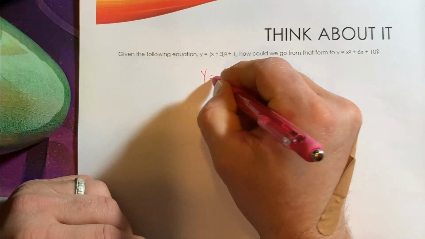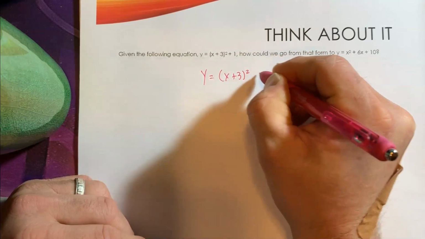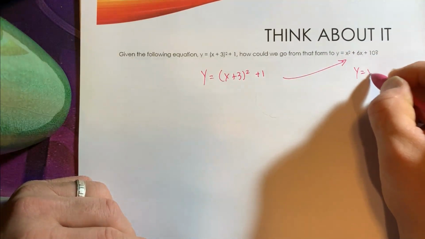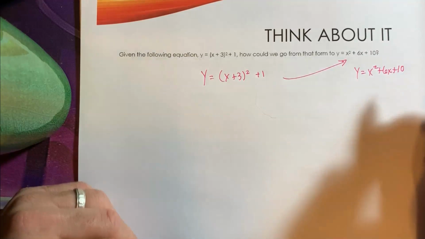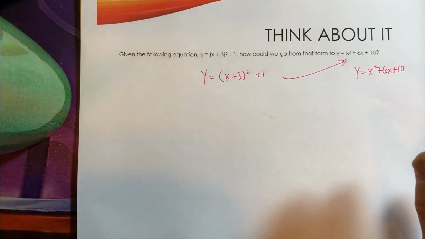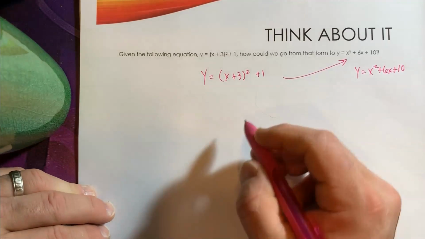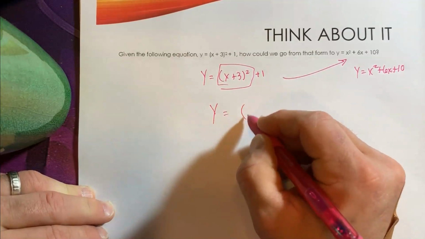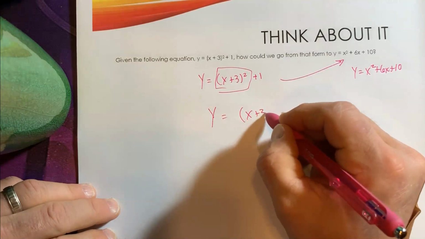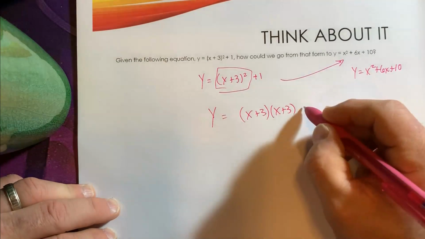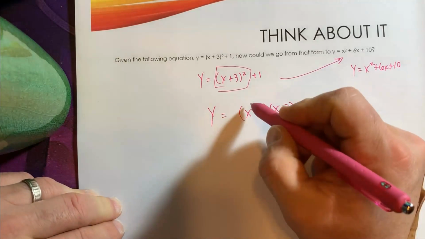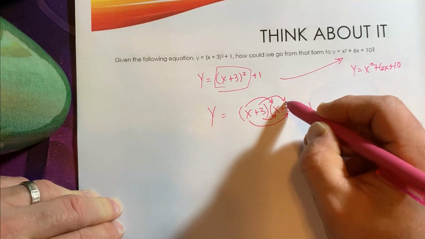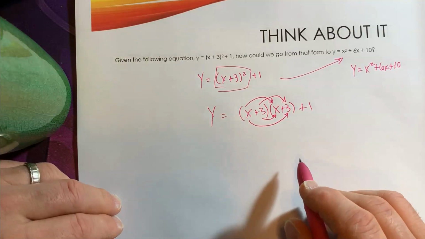But this is, we're given the equation y equals (x plus 3) squared plus 1. And how can we go from that to this guy, y equals x squared plus 6x plus 10? So all we have to do is take this piece where it's squared, and multiply that by itself. (x plus 3) times (x plus 3), plus 1. Then I don't know if you remember, first times first, outer times outer, inner times inner, and last times last. We're just distributing these together.